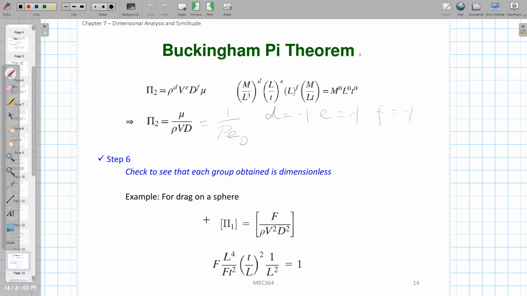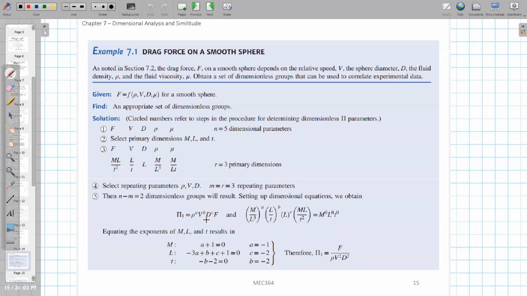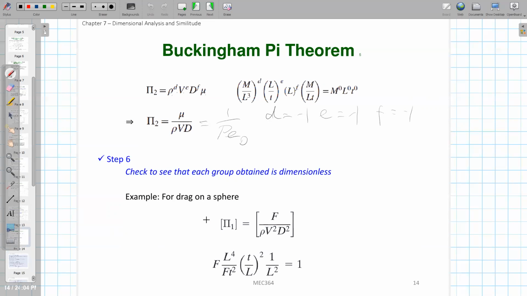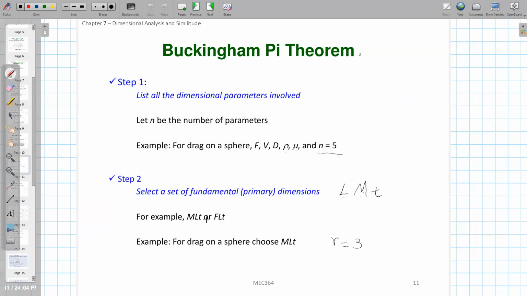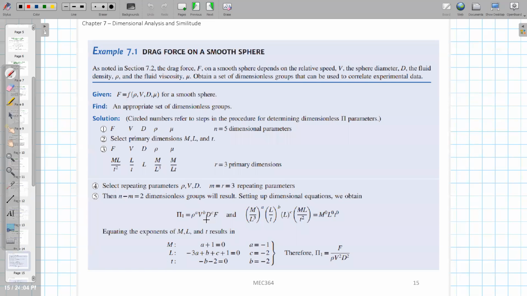We reduce the n dimensional parameters to n minus 3, because for this problem m equals 3. We have 3 fundamental dimensions. So 5 minus 3: 5 dimensional parameters reduce to 2 non-dimensional parameters. So this is the procedure for dimensional analysis. We used this example of flow over a sphere, how we calculate the drag, and used step 1 to step 6 to show you how we do the dimensional analysis. In your textbook, this is example 7.1.